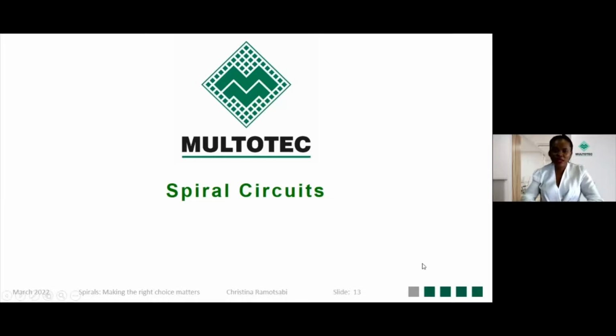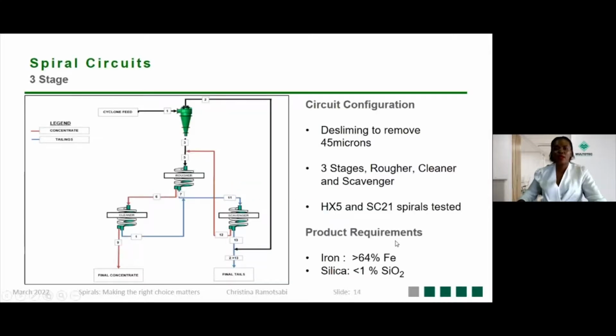So in this section, I'm going to share two scenarios. It's 2 circuits, and this would demonstrate how we can configure the spirals in a circuit to achieve the desired product specifications. Depending on the desired product requirements, more than one stage can be employed.